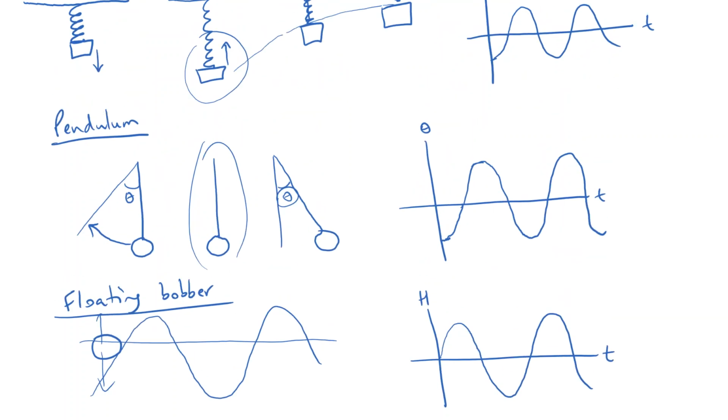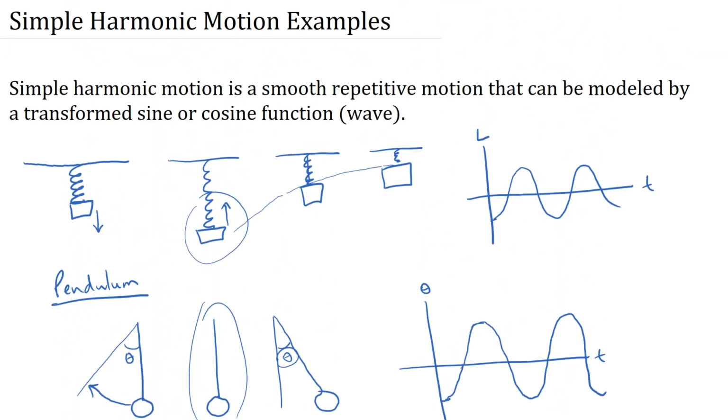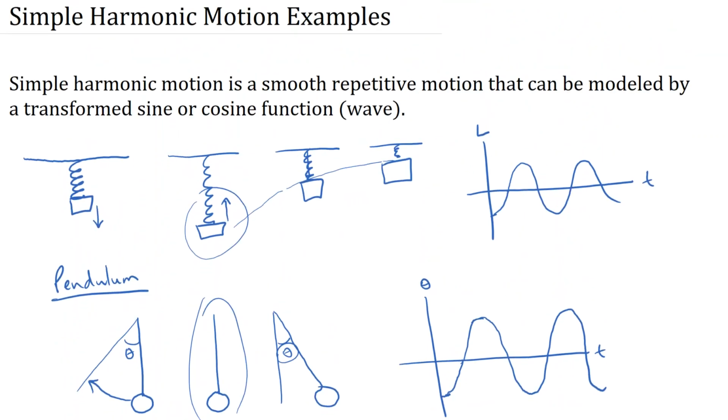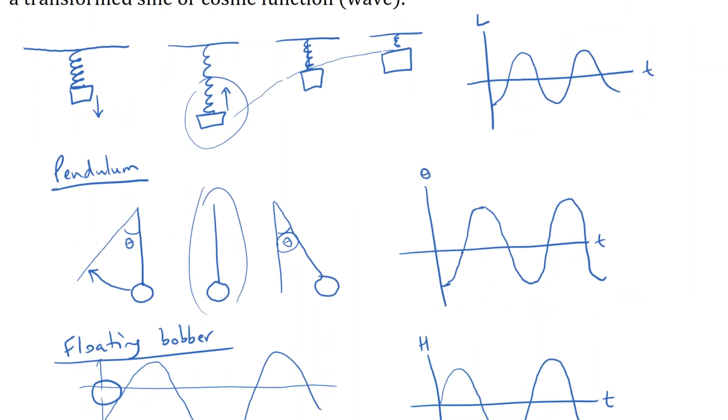And so those are 3 simple examples. You can see how they might graph. Now in some other videos I'll get into more detail about the graphs and the precision of them, but right now I just wanted to give you an illustration of what simple harmonic motion is.